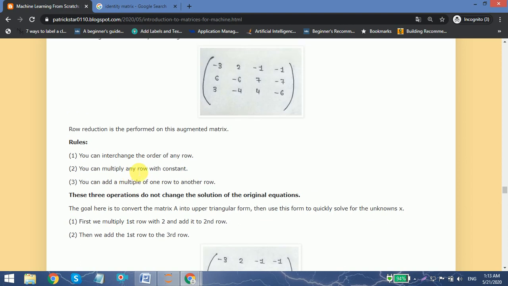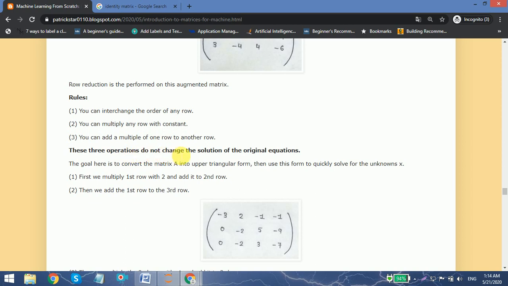You can interchange the order of any rows. Means you can put the third row in the place of the first row, and the first row in place of the third. And you can multiply any row with a constant, like 2 or 4 or any number. The third rule is that you can add a multiple of one row to another row. Like you can multiply the first row by 2 and then add it to the second row, or add it to the third row, and so on. These three operations do not change the solution of the original equations. So this is the thing to keep in mind.